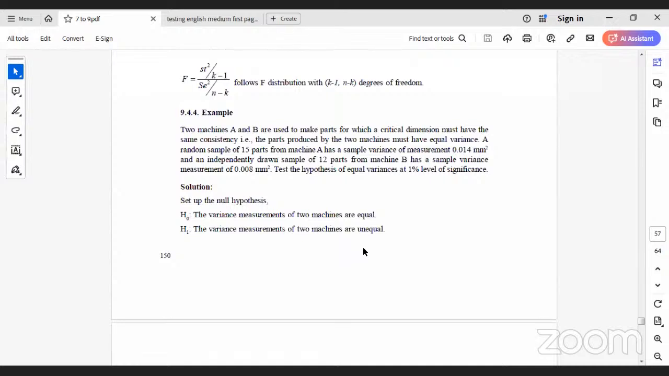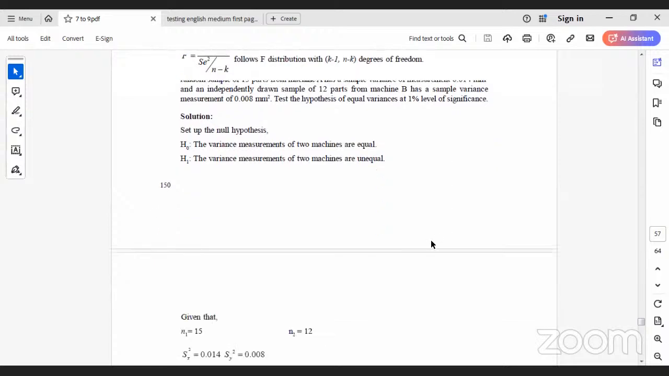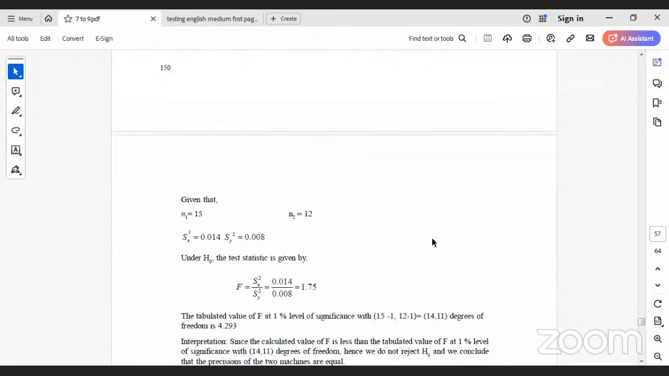Two machines A and B are used to make parts in which a critical dimension must have the same consistency. The parts produced by the two machines must have equal variance. A random sample of 15 parts from machine A has a sample variance of measurement 0.014 mm square, and an independently drawn sample of 12 parts from machine B has a sample variance of measurement 0.008 mm square. Test the hypothesis of equal variance at the 1% level of significance. So the variance measurements are equal or unequal, we are taking here.